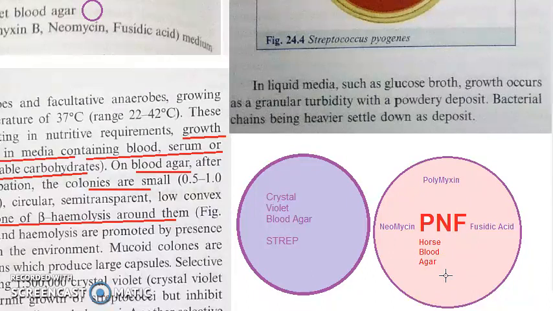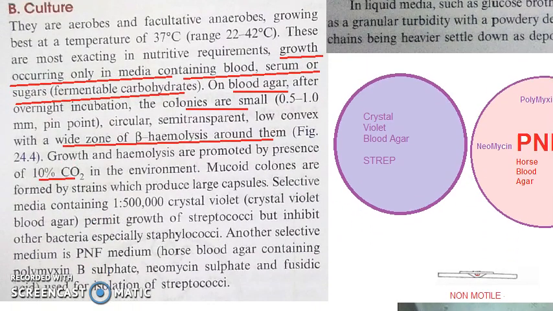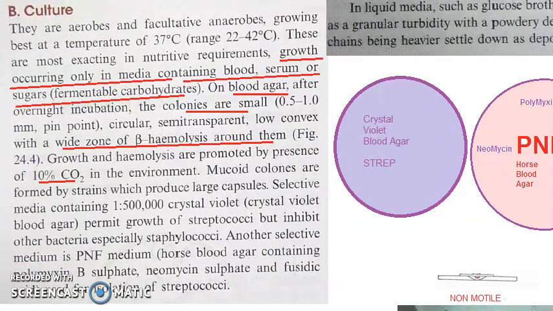These two are important. Whenever you think about Streptococcus, please recollect crystal violet and PNF. Crystal violet blood agar and PNF. PNF is polymyxin neomycin fusidic acid, okay? Will you be able to remember? I know I am saying it so many times, but you tend to know so many things, but you don't know exactly where you studied it. So say it: Streptococcus, crystal violet agar and PNF. PNF is what? Polymyxin neomycin fusidic acid. Very good.